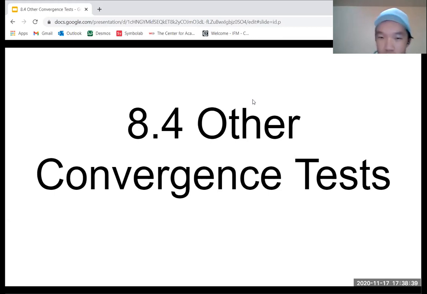So let's just test how much you guys remember. Who remembers the tests we've done? Can you just list out a few tests that we've done so far? Comparison test, yep, that's one of them. Integral test, yep. Divergence test. The comparison test works for series and integrals, right? Yeah. Anything else?